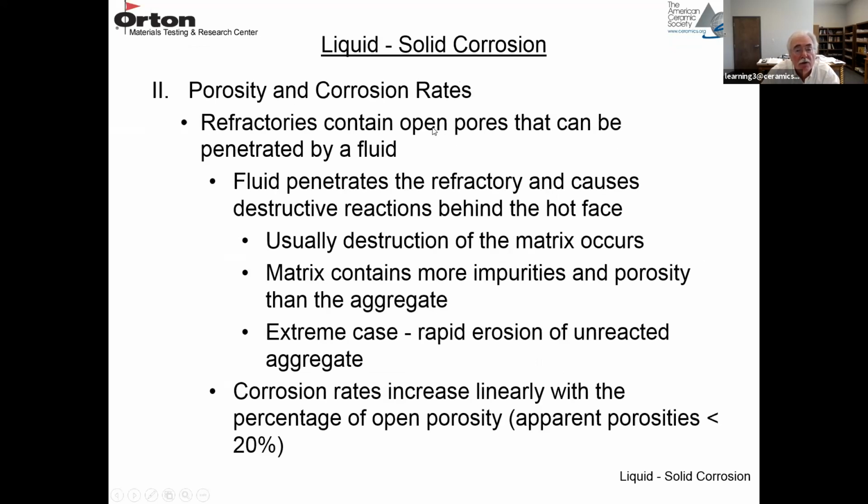So porosity affects the corrosion rate. Refractories contain open pores that can be penetrated by a fluid. So the open porosity in a refractory is 10 to 20%, normally in a refractory that's been sintered or fired. There's also closed pores on top of that. So the fluid penetrates the refractory, causes destructive reactions behind the hot face. And usually the matrix is the more porous region, so that usually the destruction takes place in the matrix. It contains more impurities, more porosity than the coarser aggregates.